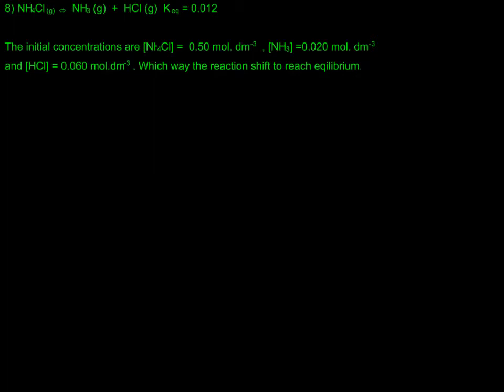The next problem is you have ammonium chloride gas that is going to be converted to ammonia and hydrochloric acid. K equilibrium is given. This time they give you initial concentrations only. There is nothing about equilibrium. But they say, okay, if this is the case, where are you going toward? Are you on the product side coming back to reactant, or are you on the reactant side going toward product? So what you need to calculate is reaction quotient.